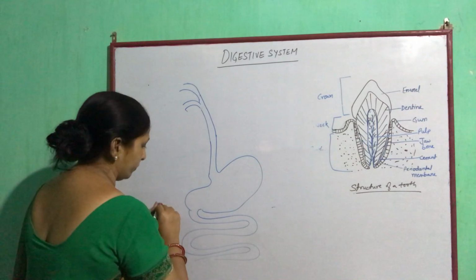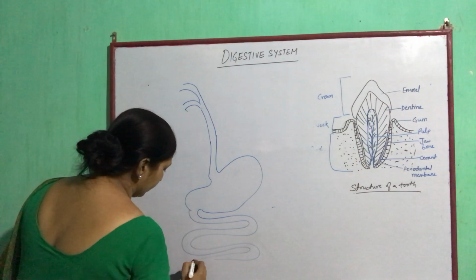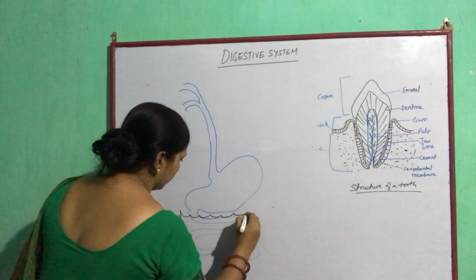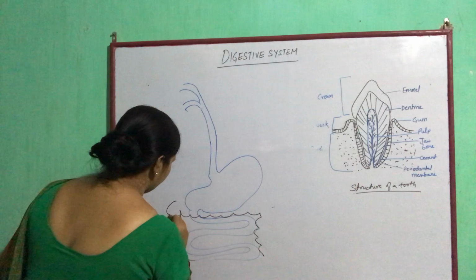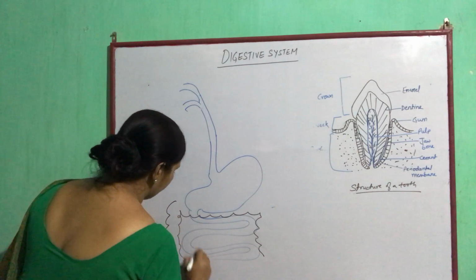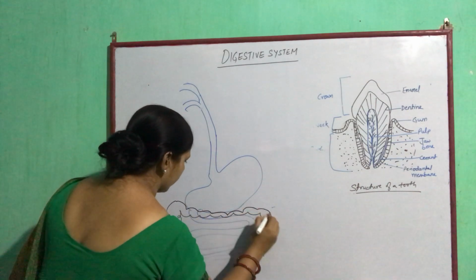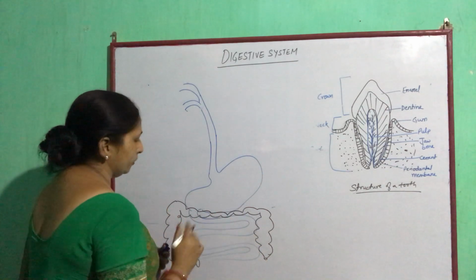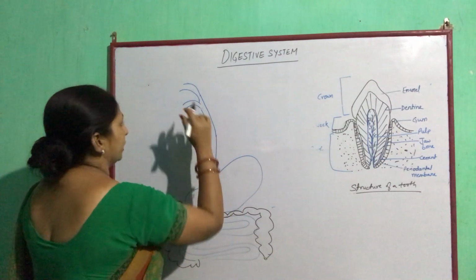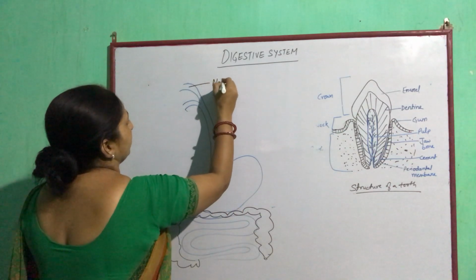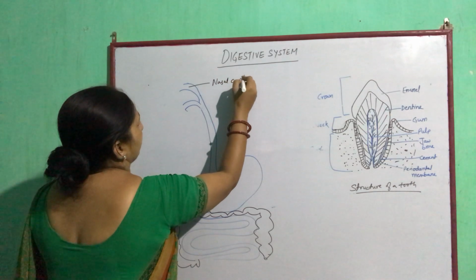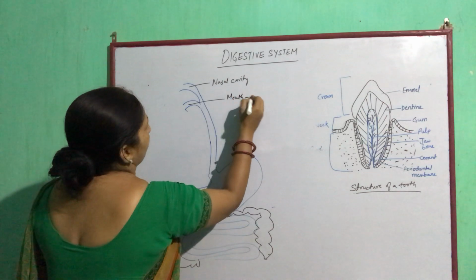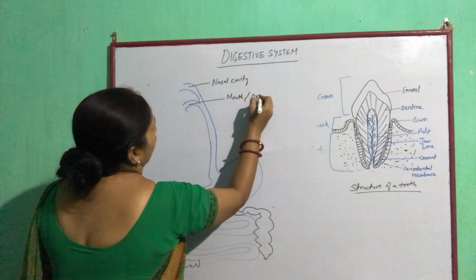Now here, after this intestine is the large intestine, this is the rectum and the anus. This is a rough diagram. Stomach, esophagus, here it is the nasal cavity or the nose cavity. This is the mouth or oral cavity.